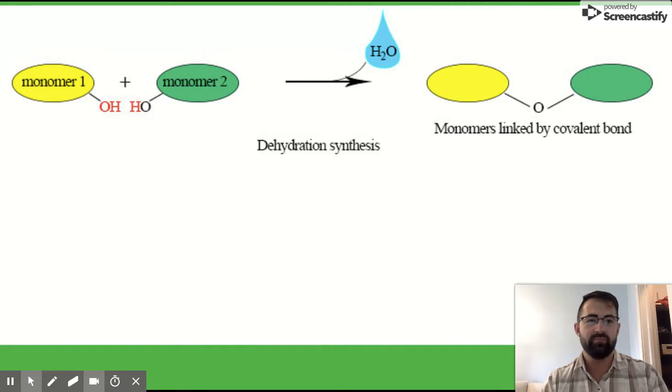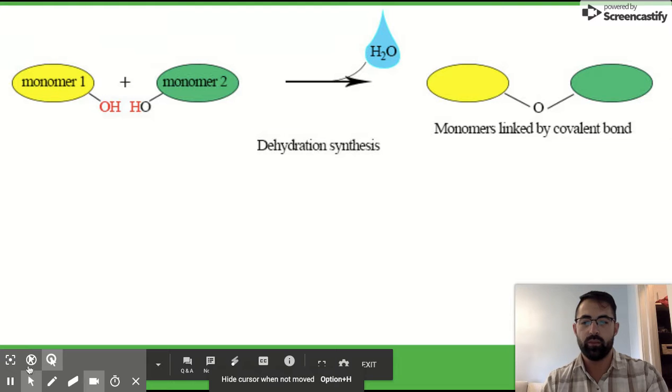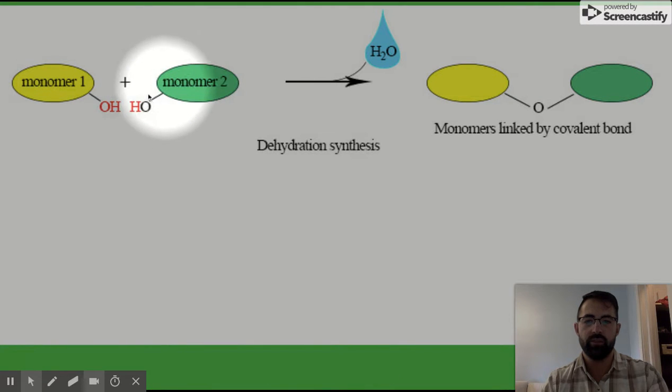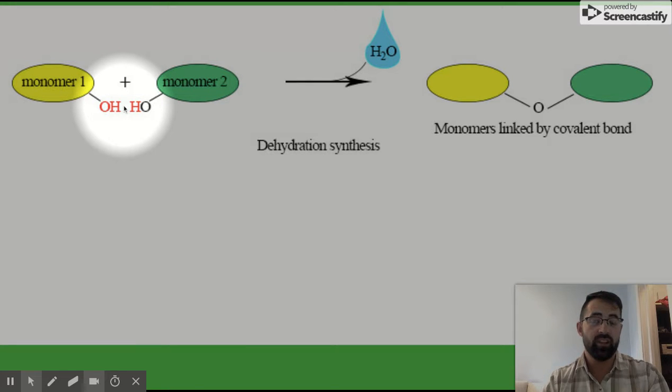Dehydration synthesis: monomer is just a fancy word for one thing. It's one simple unit. So we use dehydration synthesis when we start with monomer 1 and monomer 2. They have this fancy little OH thing going on. If you're curious, it's called a hydroxyl unit. And we can use this to combine this OH and that H to make H2O. And then we have monomers linked by a covalent bond.